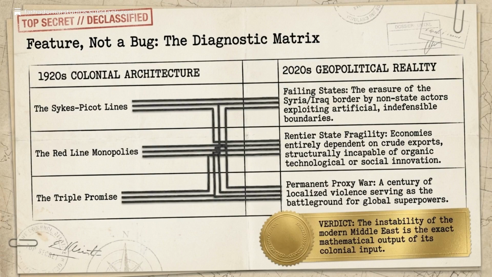The 1920s colonial architecture, the Sykes-Picot lines, red line monopolies, and the triple promise, is linked to the 2020s geopolitical reality. This includes failing states, rentier state fragility, and permanent proxy wars. The instability of the modern Middle East is the mathematical output of its colonial input.